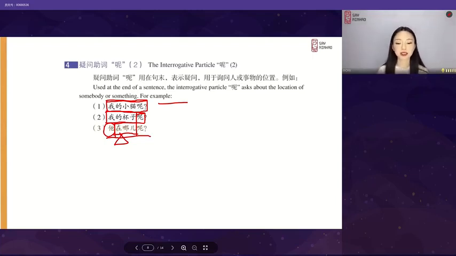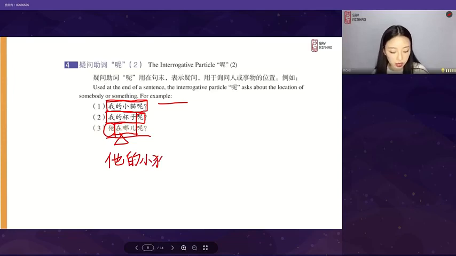So try to make a sentence. Where is his puppy? Puppy is 小狗, okay, 小狗. So this sentence is 他的小狗呢, which is enough. And we can also say 他的小狗在哪儿呢, which is okay too.